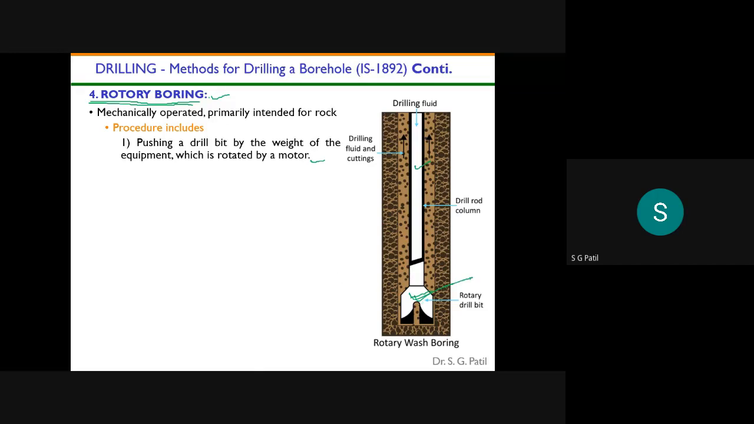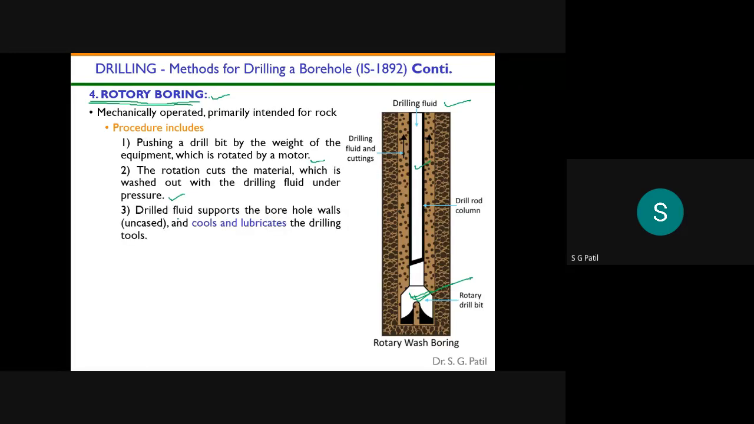What will happen? This drill rod along with this drill bit will be pushed inside the ground with the help of the weight of the equipment and also with the rotation of the motor. Then the rotation cuts the material, which is washed out with the drilling fluid under pressure. Along with this we will use some drilling fluid. Maybe water as a drilling fluid, or you can even use water along with some bentonite, which is also called bentonite slurry. That will be pushed inside this drill rod.